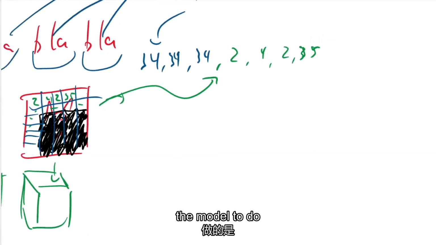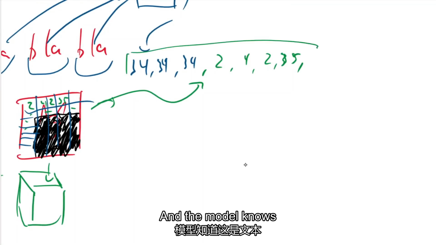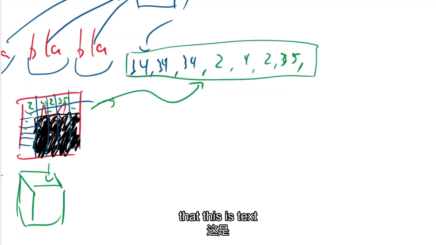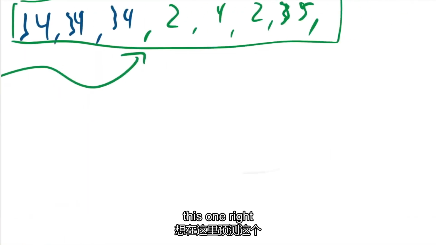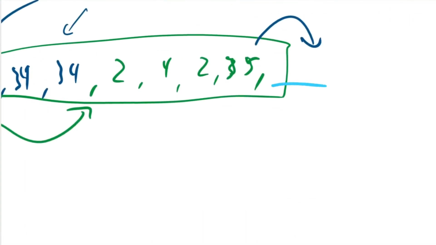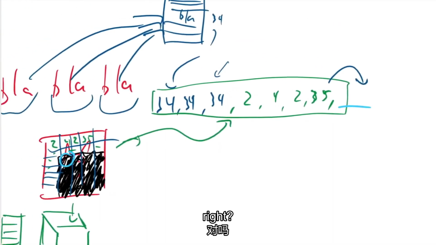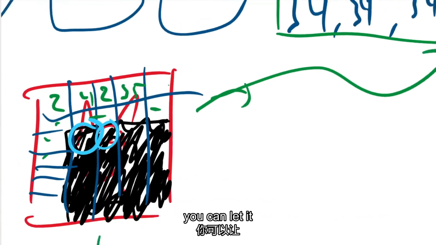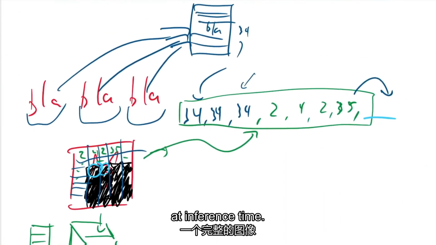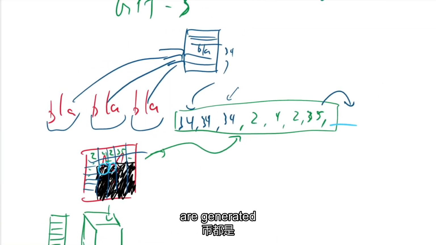And what you ask the model to do is simply to predict from all of this, and the model knows that this is text and this is images, the next token, which would be this token right here. What is it? And that's how you train the model, right? And once it gets that, you can ask it to predict the next one, and so on. In this way, you can let it generate an entire image at inference time, and you can train this. They say all these tokens are generated autoregressively.